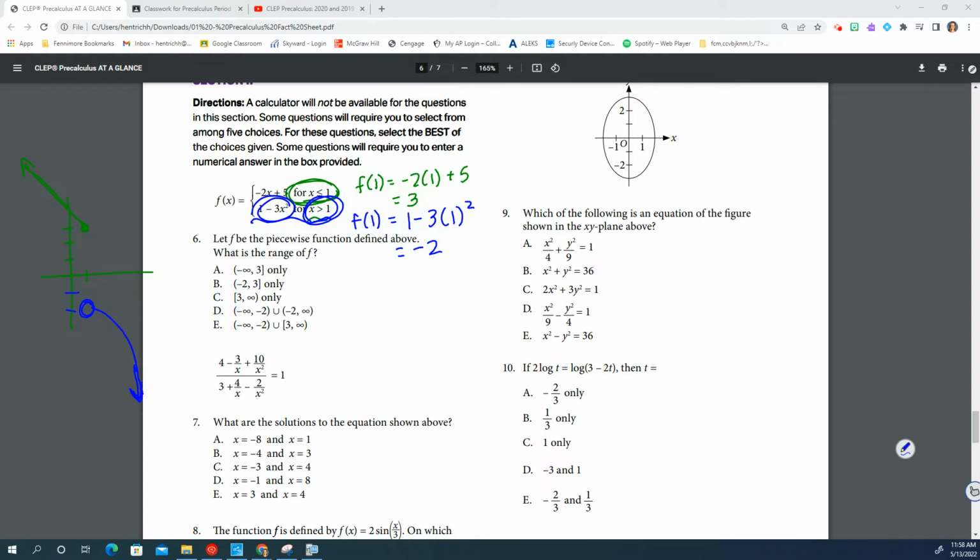All right, so what is my range? In interval notation here, we see it's everything from negative infinity up to -2, not including -2, and then everything from +3 to infinity.